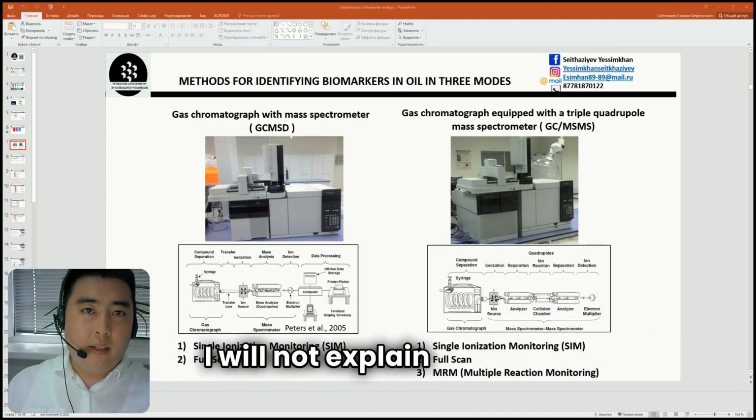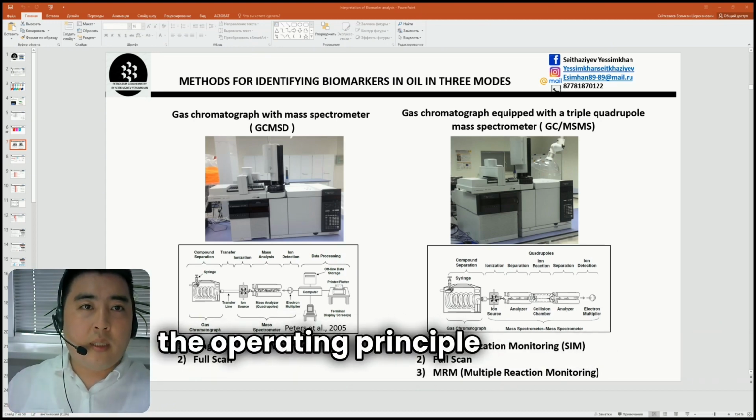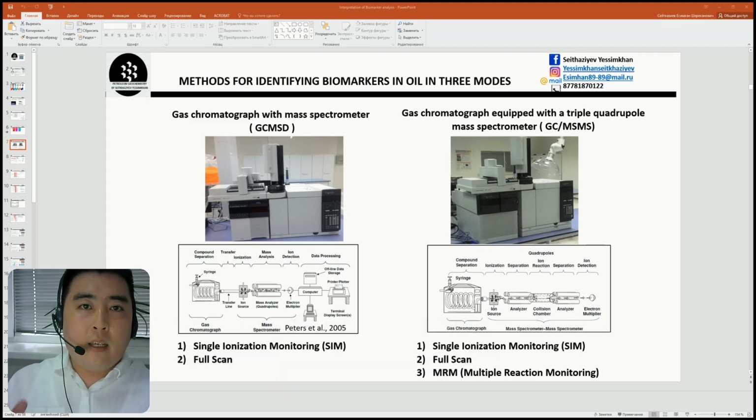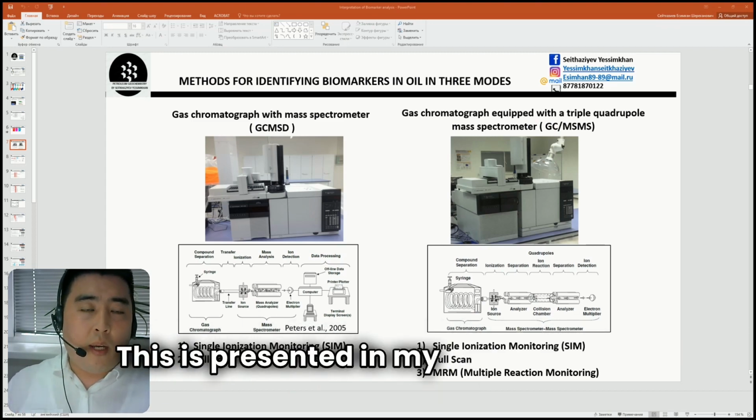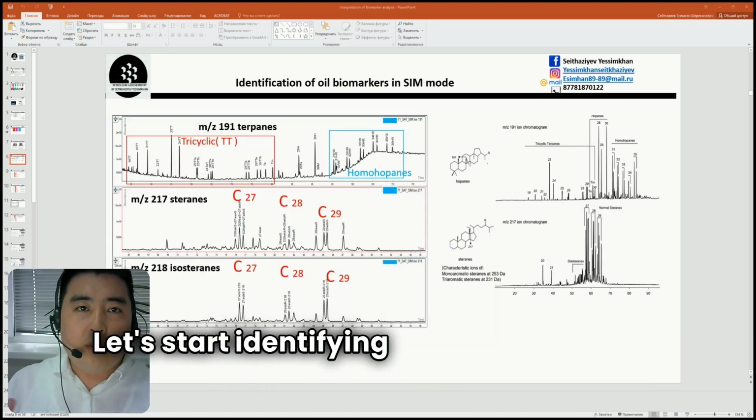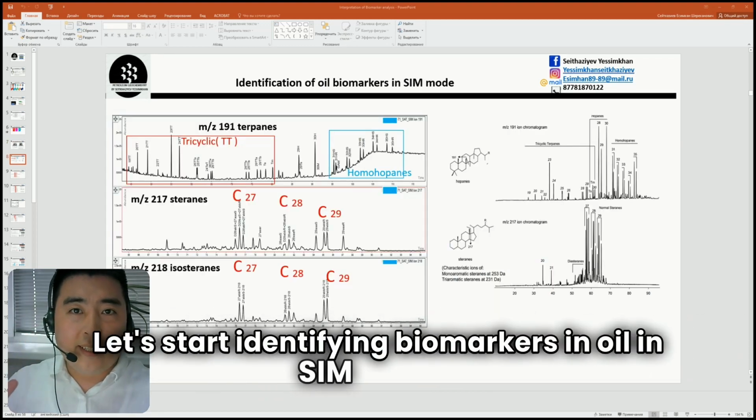I will not explain in depth the operating principle of these equipments. This is presented in my another work. Let's start identifying biomarkers in oil in SIM mode.